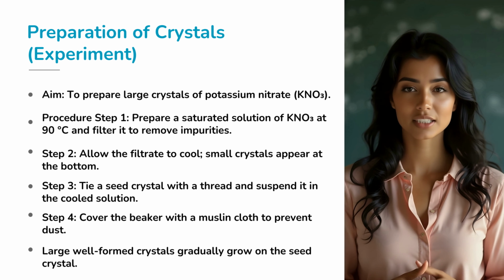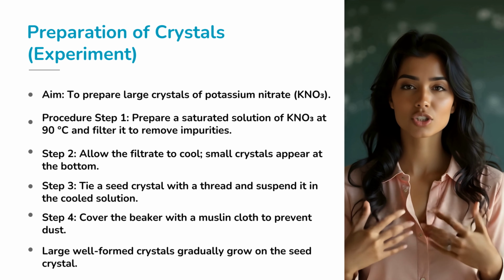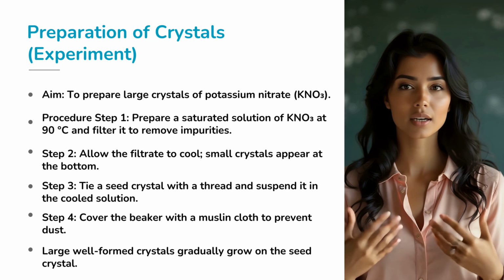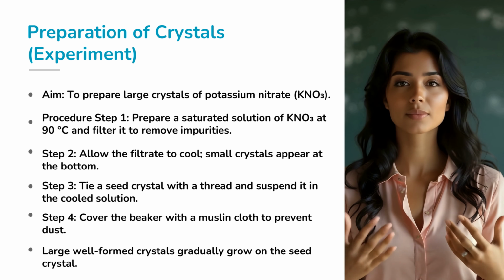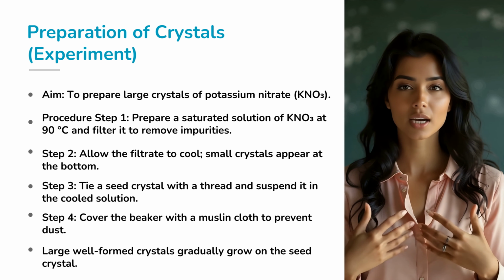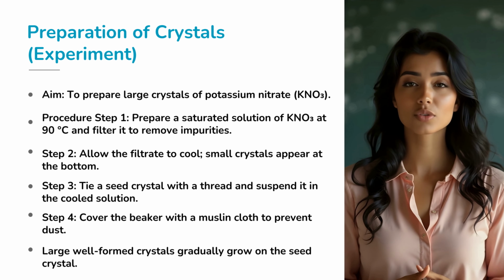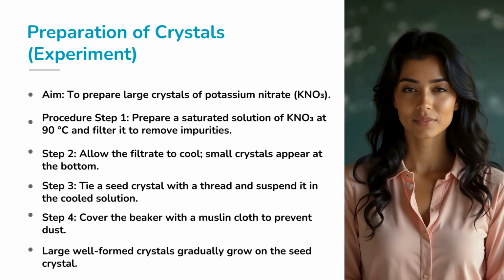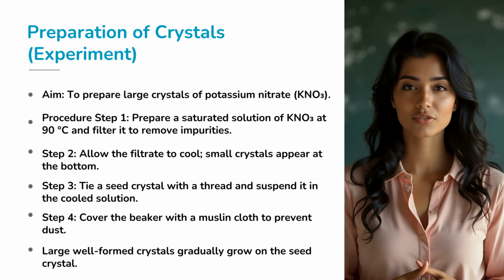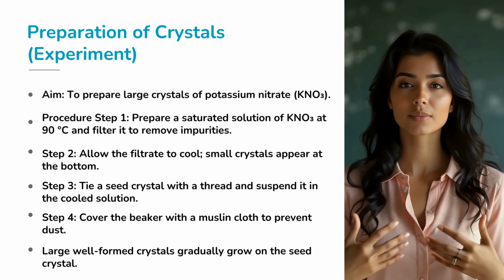Now let's bring this to the lab bench. Suppose we want to prepare large crystals of potassium nitrate, which is KNO3. Step 1 is to prepare a saturated solution of potassium nitrate at about 90 degrees Celsius and then filter it to remove any impurities. Step 2. Allow the clear filtrate to cool and you see small crystals forming at the bottom.